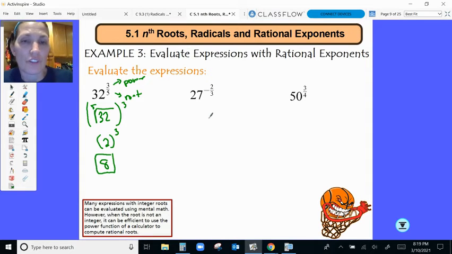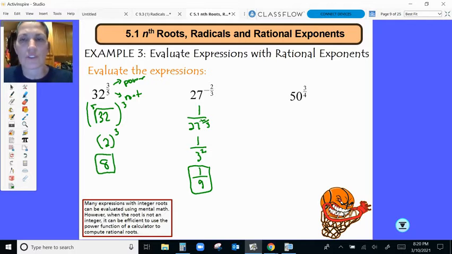This is a negative 2/3, okay? So we can flip that upside down and go 1 over 27 to the 2/3. And again, the cube root of 27 is 3. So I'm going to go 1 over 3 squared, which is 1 over 9.